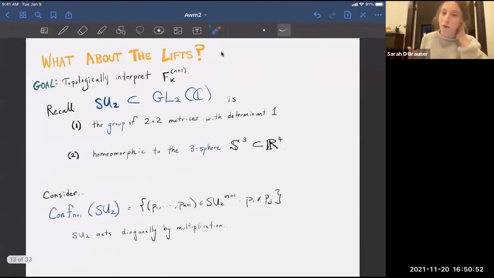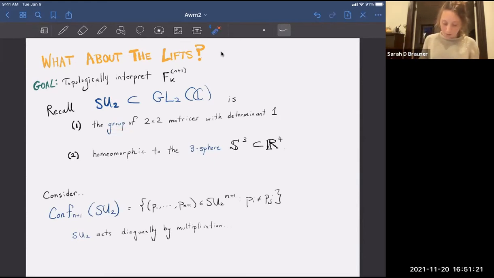Okay, so what about the Whitehouse representations, the left? I want to be able to topologically interpret them as well. To do that, I want to think about SU2, which is the group of 2 by 2 matrices that have determinant 1. And importantly, it's homeomorphic to the 3-sphere. So here I'm thinking SU2, the intuition is it's coming from the fact that it's the 1-point compactification of R3, but it's also a group. So I need those two properties together.